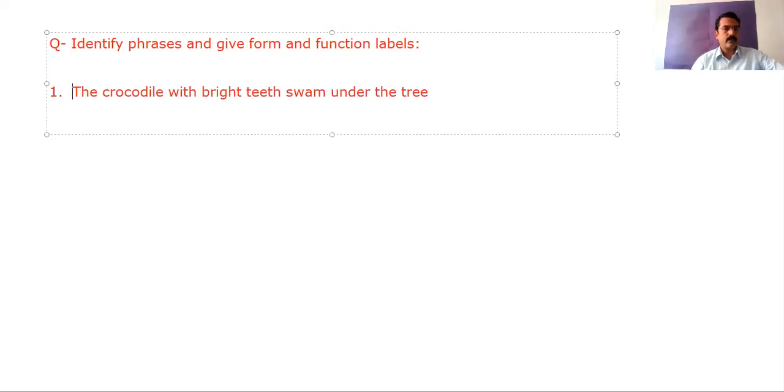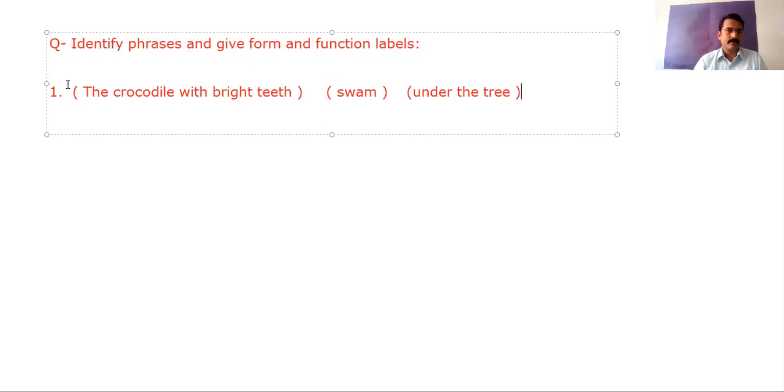So first what we will do is we will identify how many phrases there are in this particular sentence. The first phrase starts with the first word and ends with teeth. The crocodile with bright teeth is the first phrase. Second phrase is swam, and third phrase is under the tree. So these are the three phrases that we are going to analyze. Let us start with the first phrase.